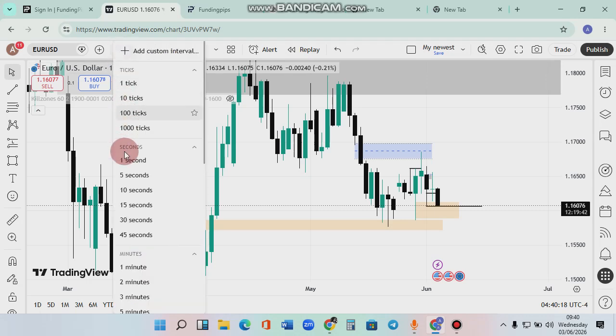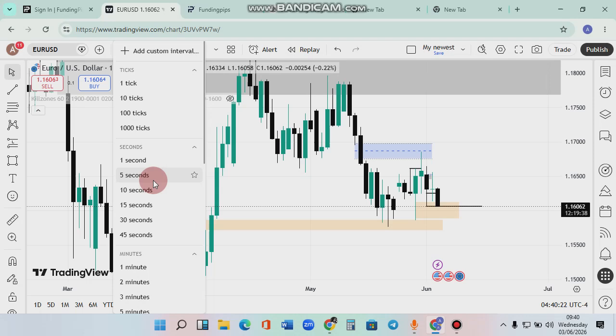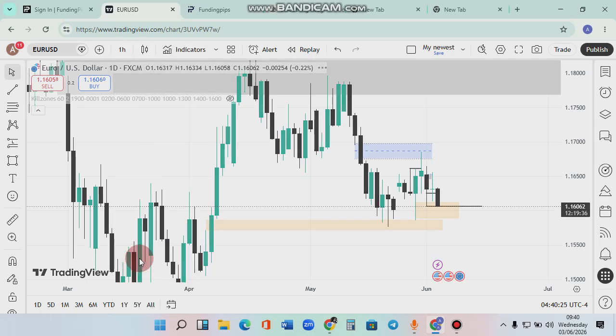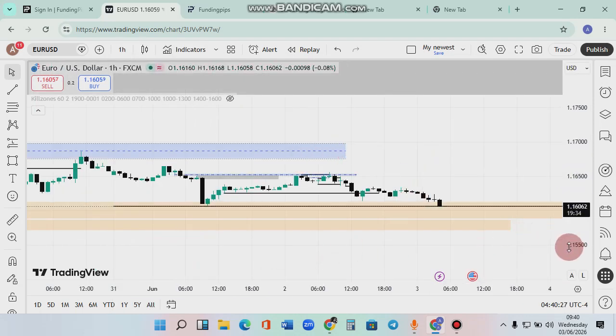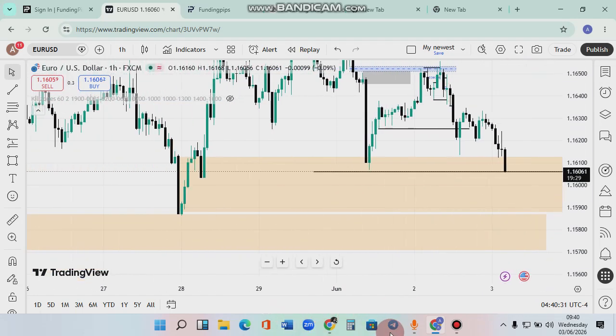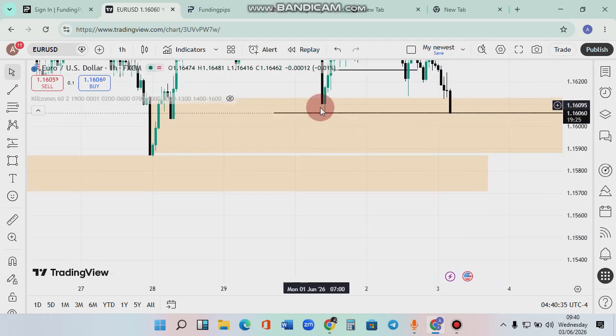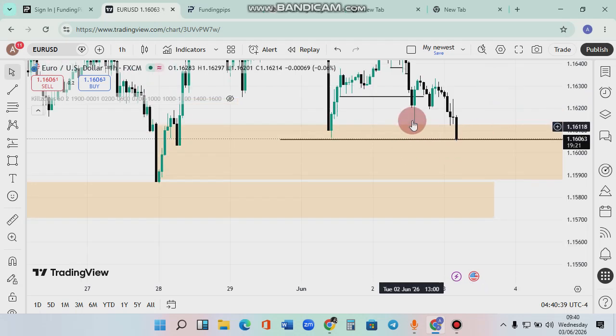Now let me go to the 1 hour time frame. I don't intend to make this video too long, just an update to tell you where the price is right now and what it intends to do. Now it's seriously bearish. As you can see, it's about to sweep this relatively equal low, this low and this low here.